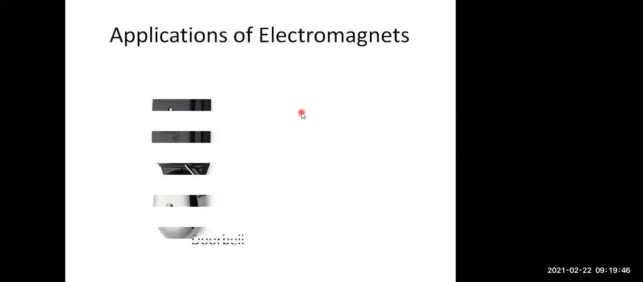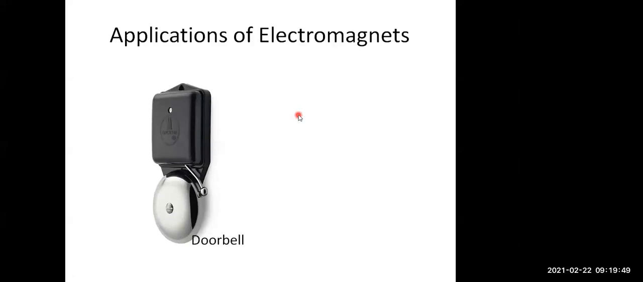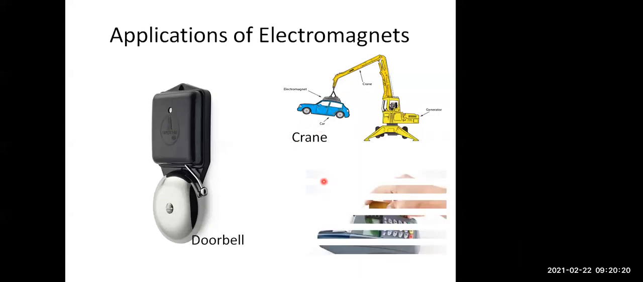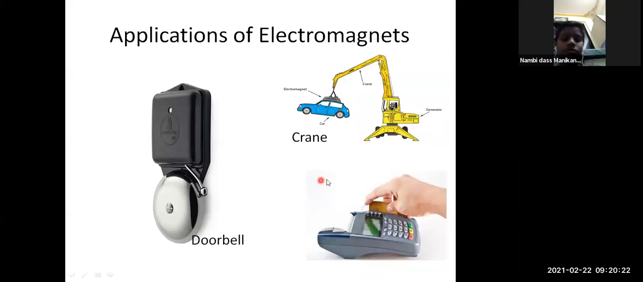So let us see what are the uses of electromagnets. The first one is it is used in the doorbell. It is used to pick heavy objects with the help of a crane. The crane has an electromagnet attached. Now when the current is passed, this part starts behaving like an electromagnet. It is used to carry the loads of the car. It is used to separate the scrap, that is the iron filings and all, from the scraps. It is also used in card readers.